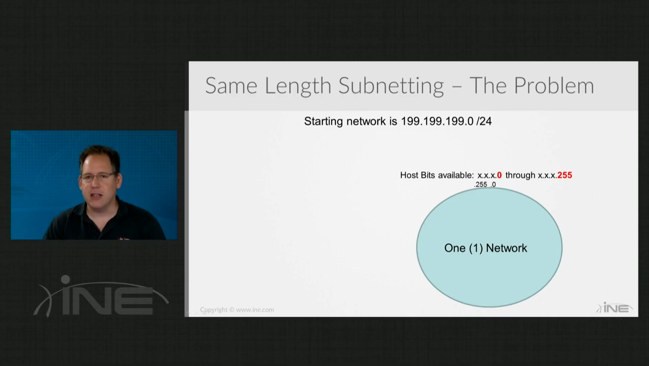For example, take a look at this. We start here with a single base network, a /24. That one network gives us the whole range of host space. So in that last octet, we've got from .0 to .255. That's the full range of host addresses. Now we know that two of those we can't use, right? The .0 and the .255. But that circle there represents the full range of host space in that last octet.